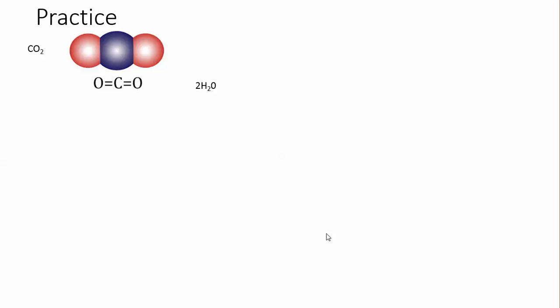Let's go through another. There's a coefficient in front. That means I have two water molecules. So I have two of these molecules. Each molecule has two hydrogen. There's the subscript, and no subscript after oxygen, so one oxygen. So here's a single water molecule, two hydrogen, one oxygen.